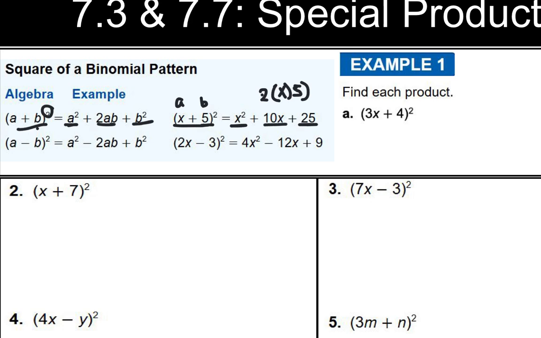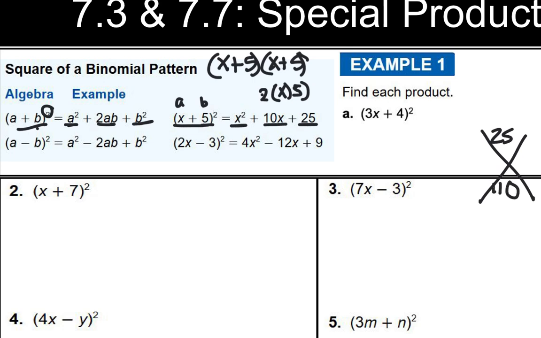All right, so we could still factor it out. We could still say, because this is the same thing as x plus 5 times x plus 5, right? So we could still say 25 over 10... what am I doing? I'm trying to factor. It's already factored. We could just distribute it out.